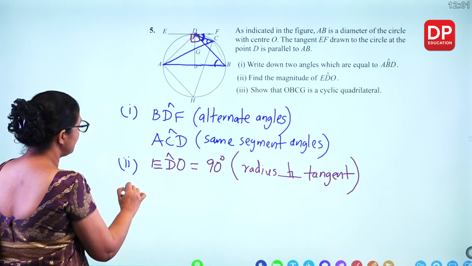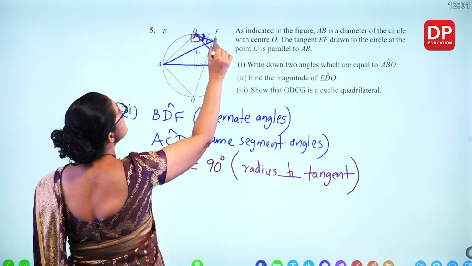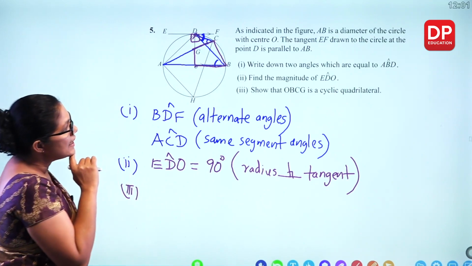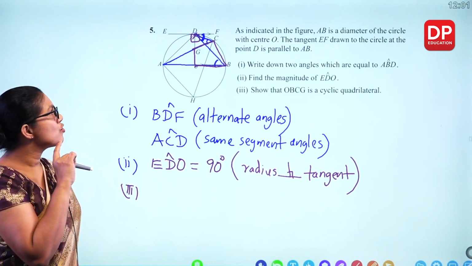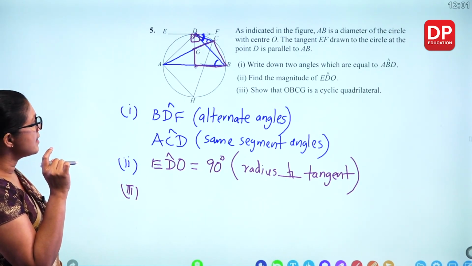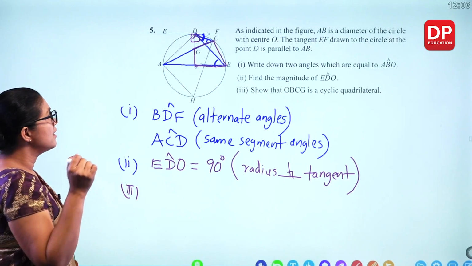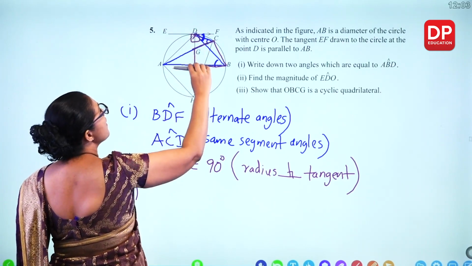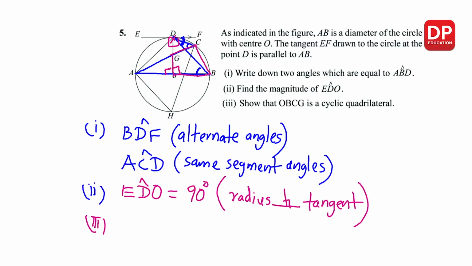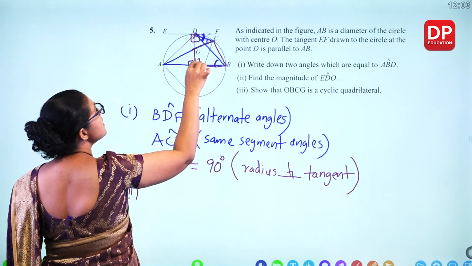Part 3. Show that OBCG, this one, is a cyclic quadrilateral. So we need to show that opposite angles add up to 180. Now look at the OBCG quadrilateral. We know that these two are parallel. So according to allied angles, this is also 90 degrees. So this angle plus this angle is 180. If this is 90, so this is 90.